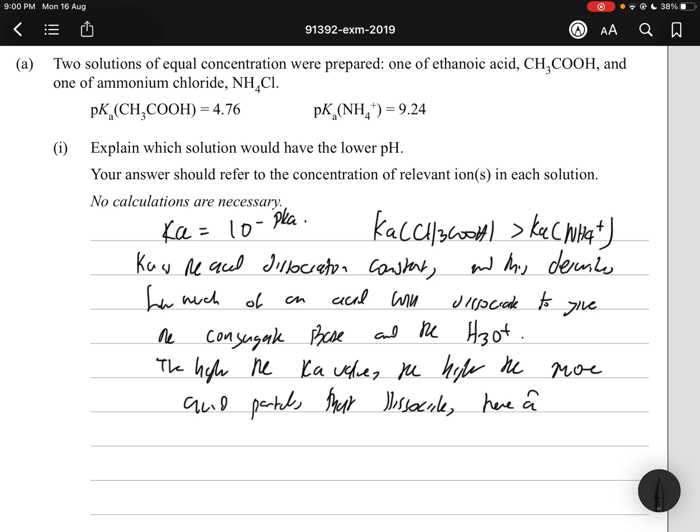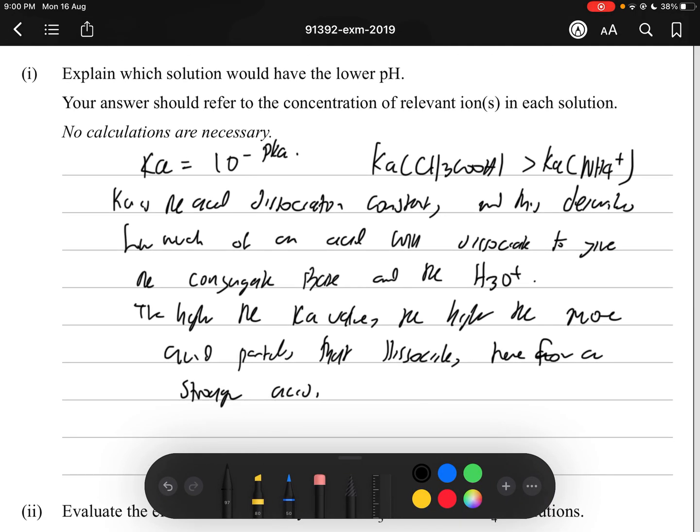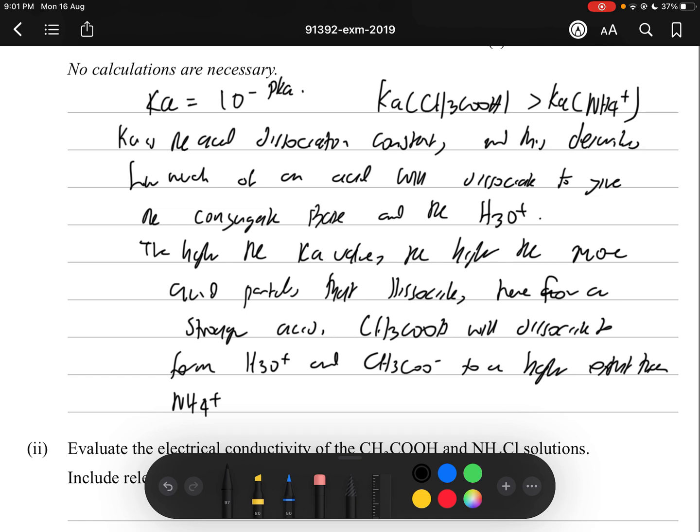Hence for a stronger acid. We already said that at the top, we don't need to say it again. So therefore, we can just say that ethanoic acid is the stronger acid for this question. So we can mention that it will dissociate. Then NH4 plus will dissociate to form NH3.